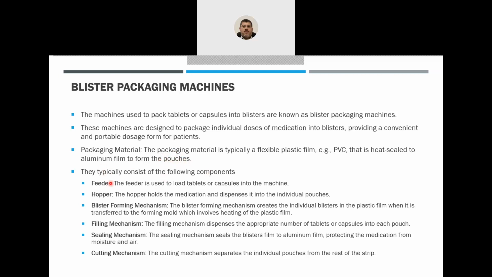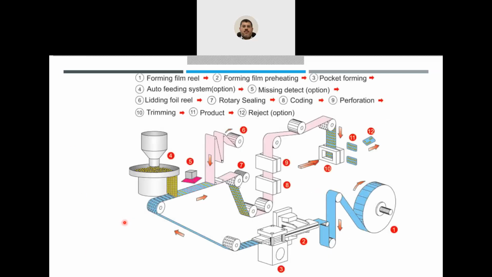They typically consist of the same things. You have a feeder that will feed the tablets or capsules into the machine. You have a hopper that will direct the medication into individual blisters. There is a blister forming mechanism because the blister will come flat, as you see here. Let's go directly to the shape. You have a feeder, and we can start with number one. Where is number one here?